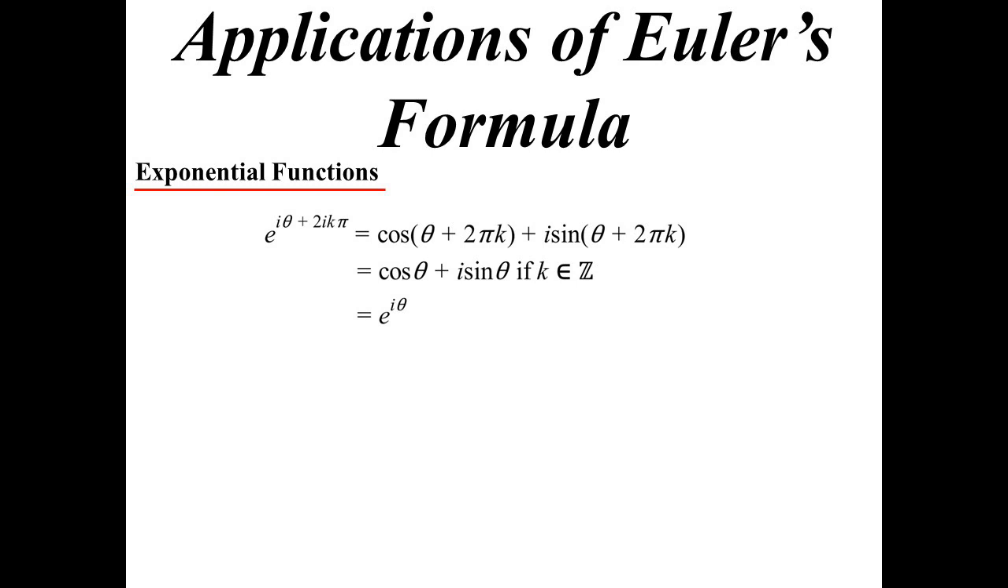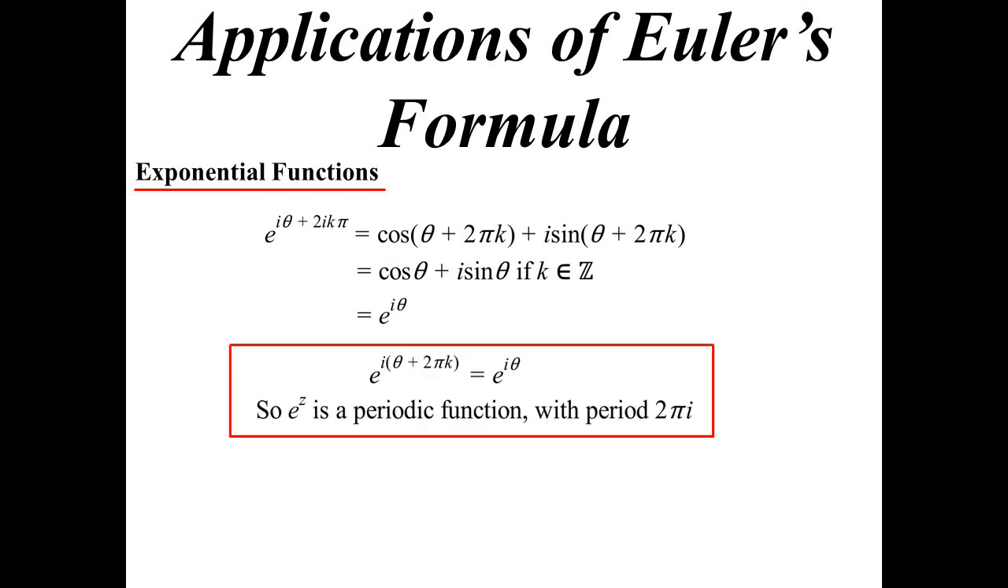So e to the i theta plus 2 pi k is the same as e to the i theta. What that basically means is it's a periodic function, just like the trig functions are. Every 2 pi i, this function will repeat.